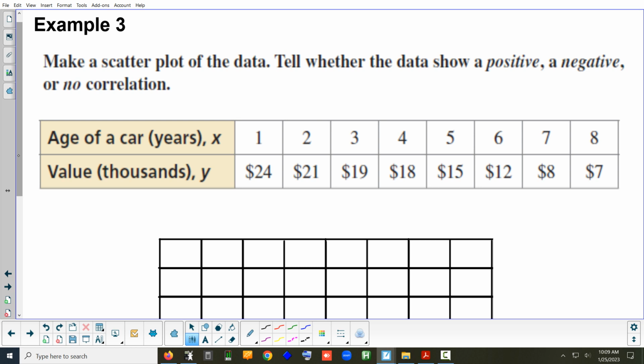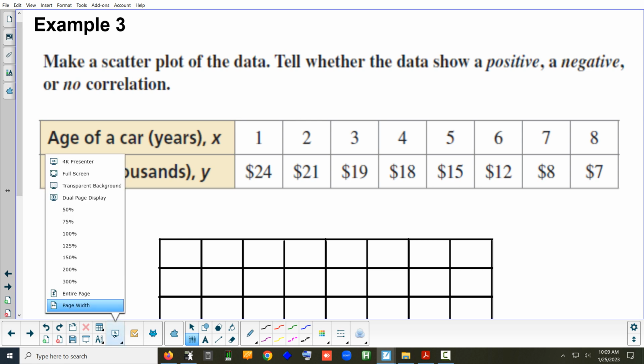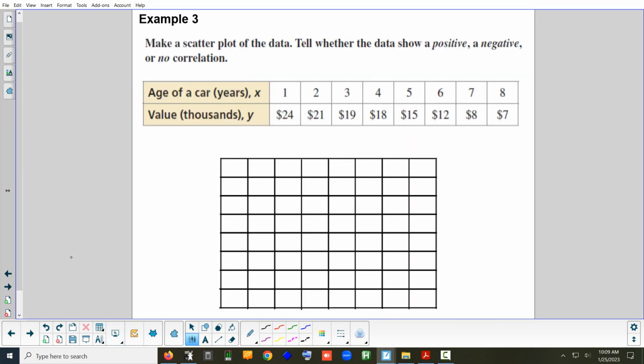All right, so example 3. It says to make a scatter plot of the data and tell whether the data shows a positive, a negative, or no correlation. Okay, so you all have a grid on your guided notes. And it tells you which one to put on which axis. So this is a scatter plot that involves the value of a car and how old the car is. So we're going to make a scatter plot and see, is there a pattern to what happens to the value of a car as it gets older?